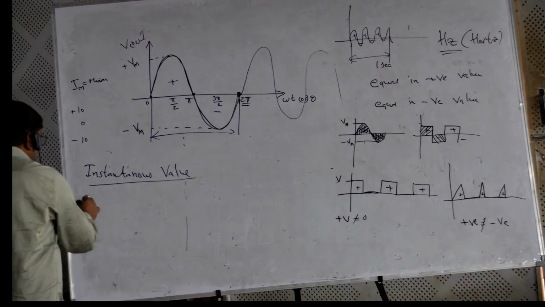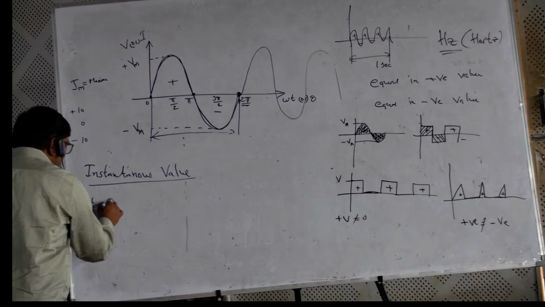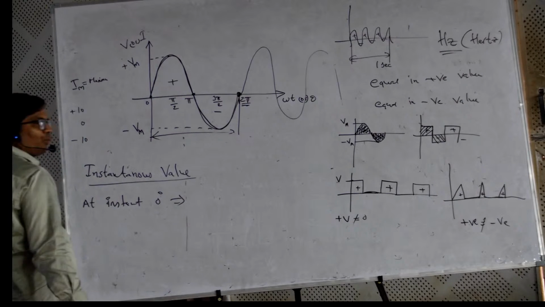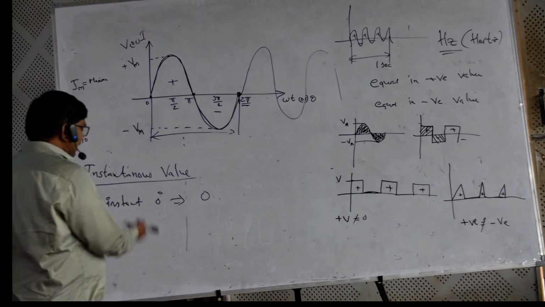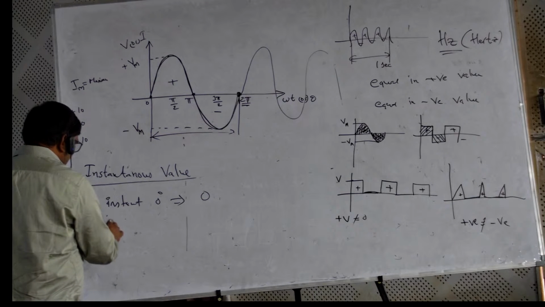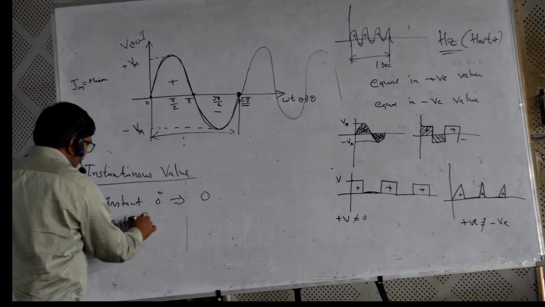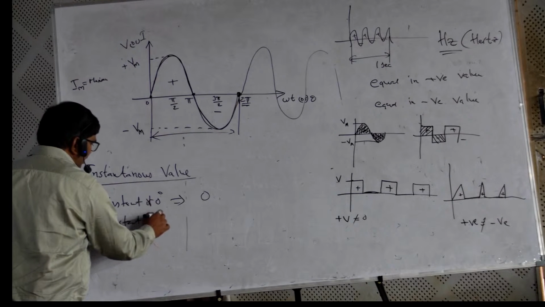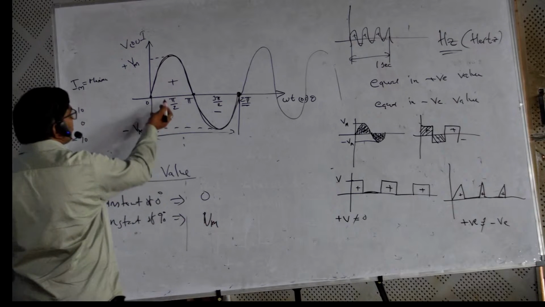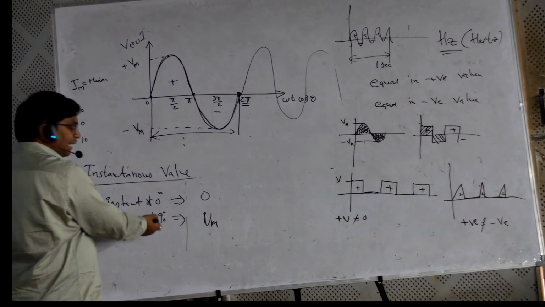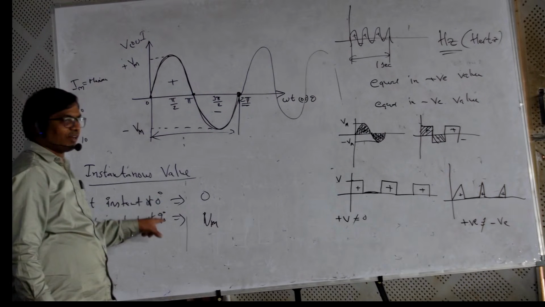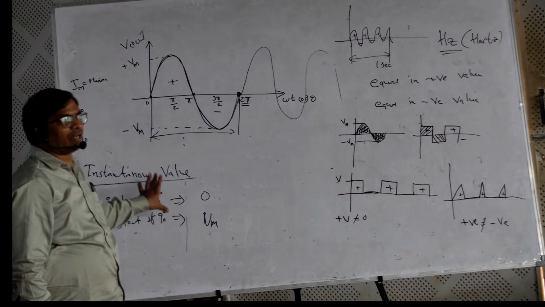So for example, you can say here at the instant of 0 degrees, what is the value? 0. So at the instant of 0 degrees, the value is 0. At the instant of 90 degrees, what is the value? 1, or Vm, you can say. What is the value? Vm. Okay, 90 degrees or pi by 2. So instantaneous value means with respect to time you have to take, or with respect to angle you have to take.